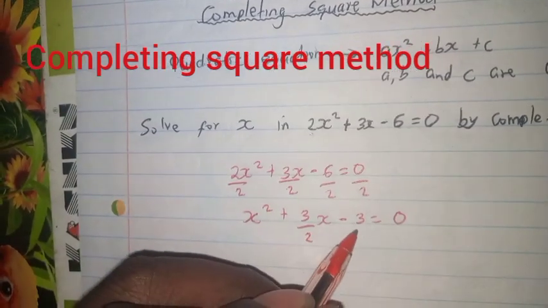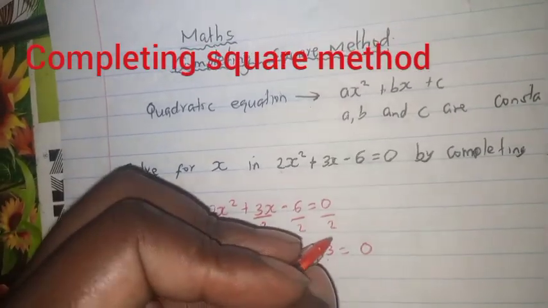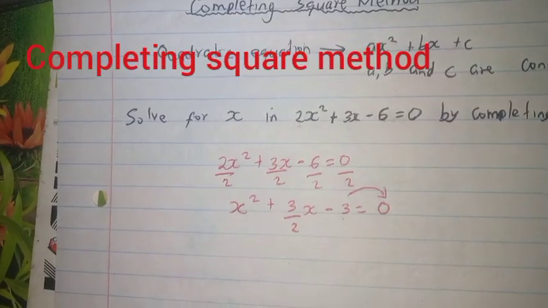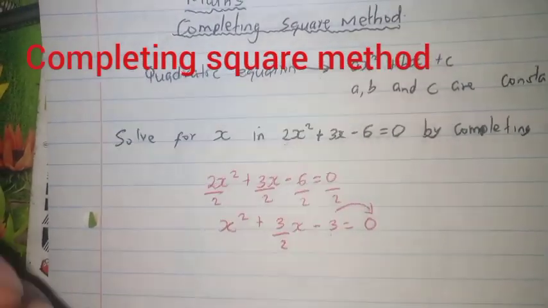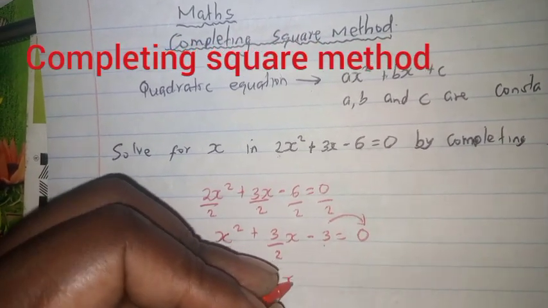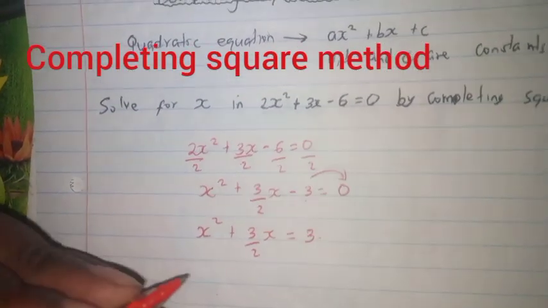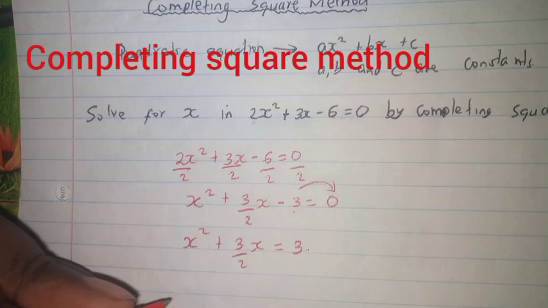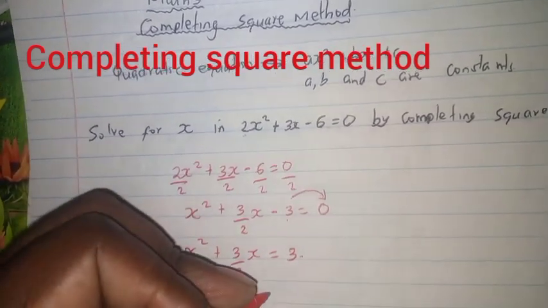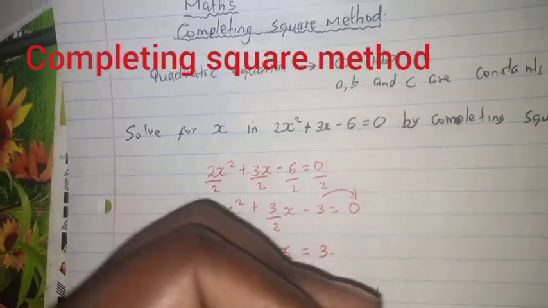From there, we're supposed not to have a c here. The c is not supposed to be here, and that means we place it on the other side. So we will have x squared plus 3 over 2x is equal to 3. The next step is now adding the c, and that means we have x squared plus 3 over 2x plus c, and we are adding that constant on both sides, which is equal to 3 plus a constant.